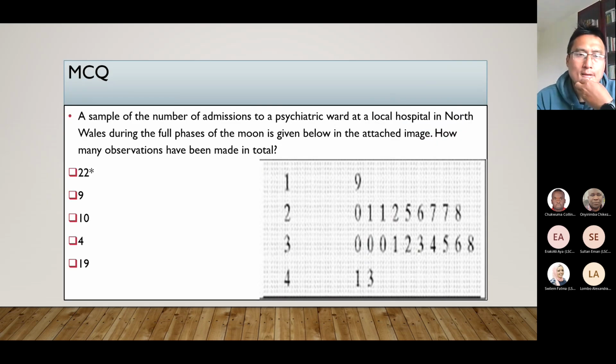Okay, let us do this one. From the sample of admissions to the psychiatric ward in a local hospital in the Northwest, from this graph, what is the mode? How many observations have been made in total? How many numbers are there in total? How many samples are here? 22. The trick is you just count from the leaf. 1, 2, 3, 4, 5, 6, 7, 8, 9. So there are 22 over here.